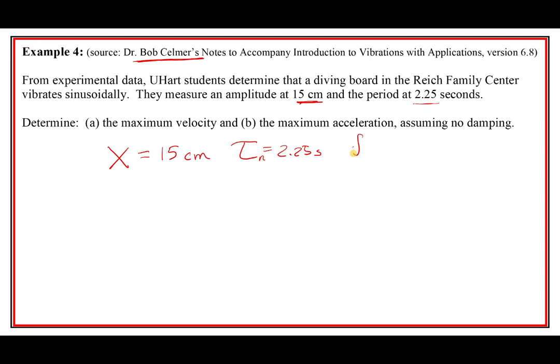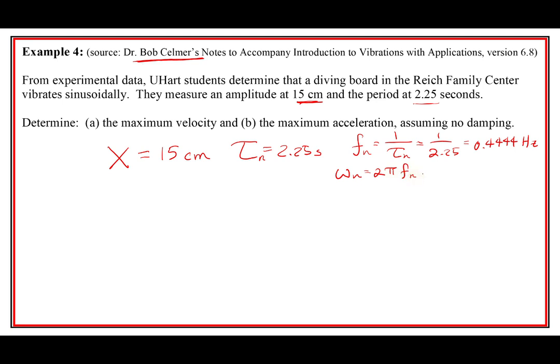So we'd have our natural frequency is 1 over the natural period, so 1 over 2.25. These are pretty low frequencies here. It looks like it's 0.4444 hertz.